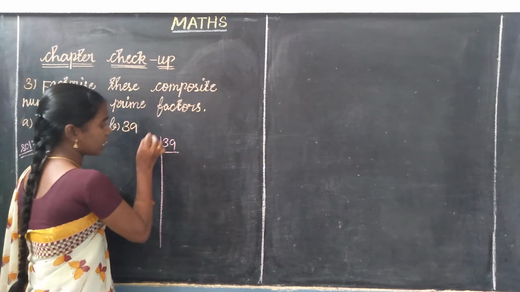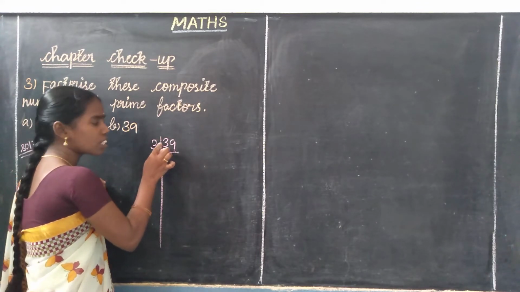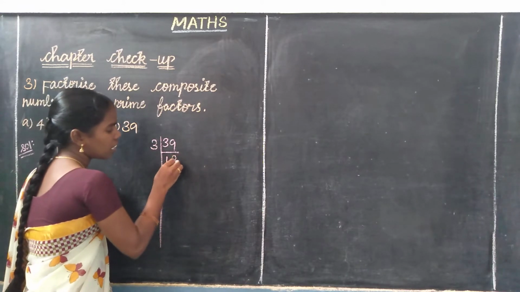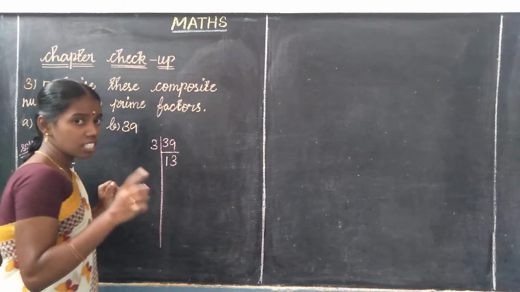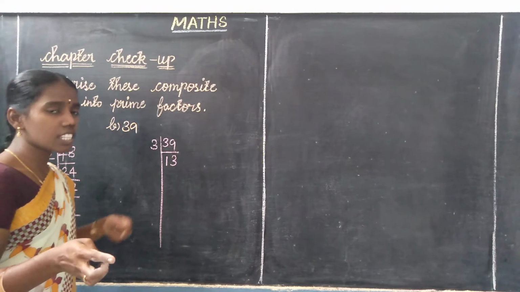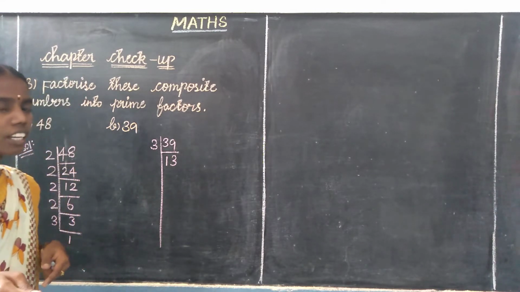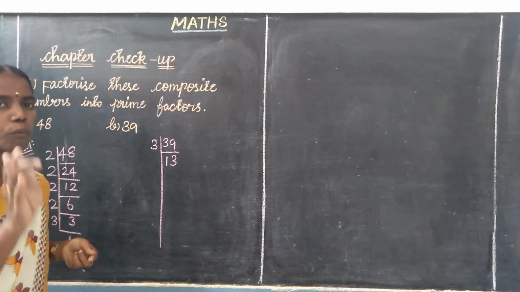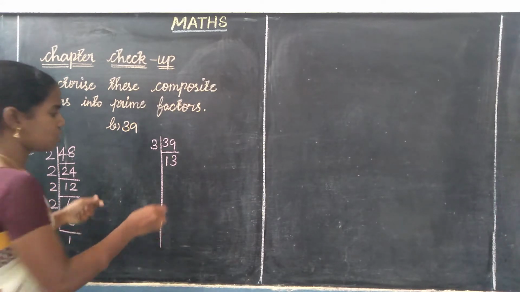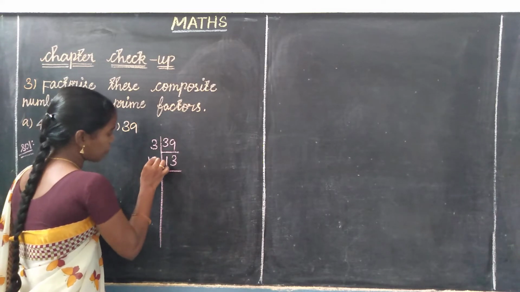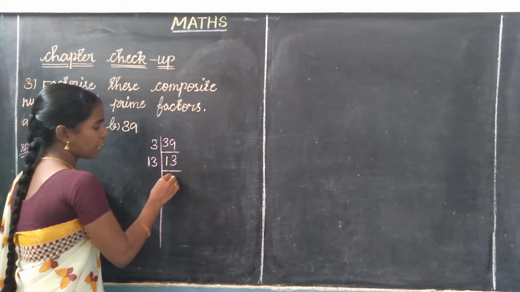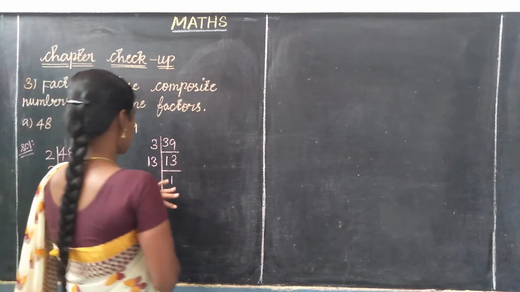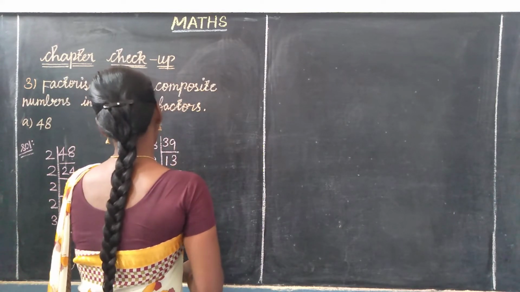Then how many times? First of all, I consider the first value only. 1 3 is 3, next 3 3's are 9. So 13 is the prime number, and 13 is divisible only by 13 itself. So 1 13 is 13. Then these are the prime factors of this number.